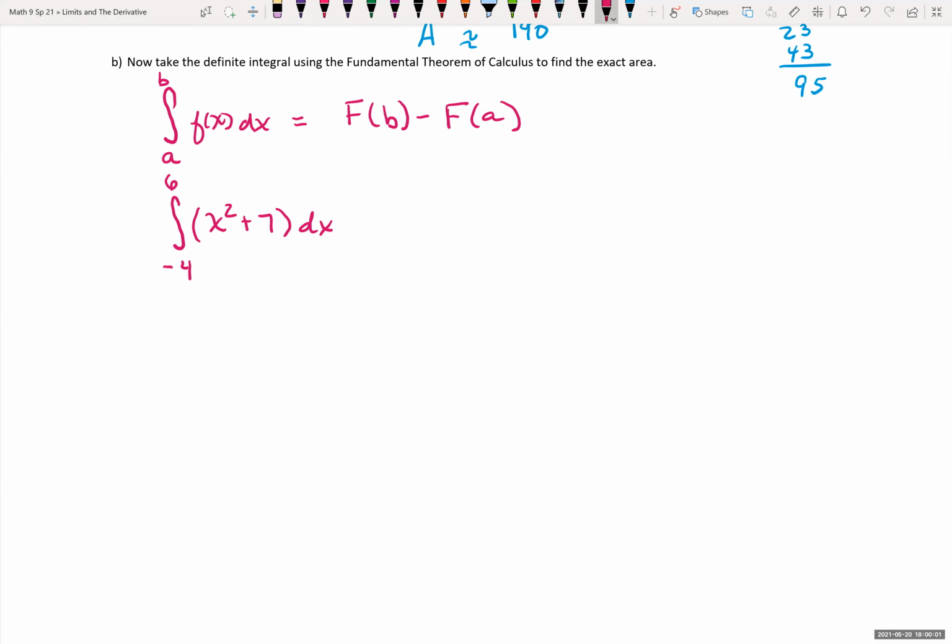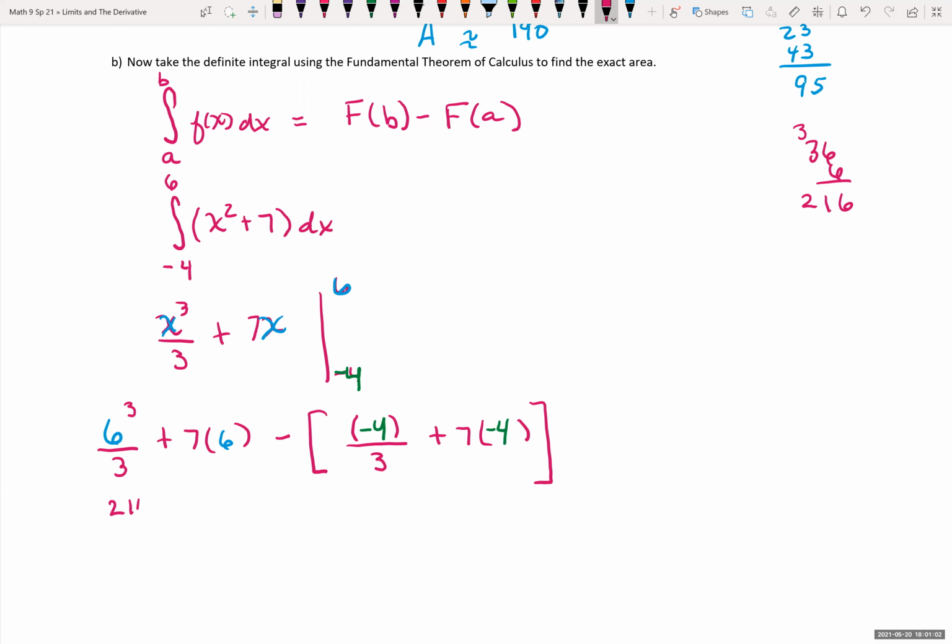So we need to look at what 6 times 6 times 6 is. 6 times 6 is 36. 36 times 6 is 216. So we have 216 all over 3 plus 7 times 6 is 42 minus, and I forgot my cube right here, -4 quantity cubed.